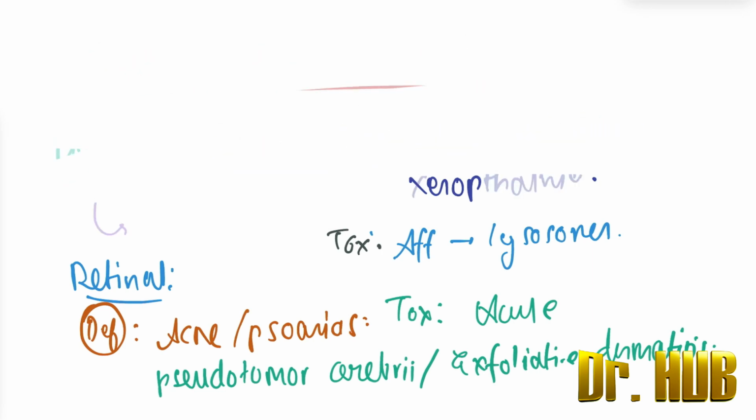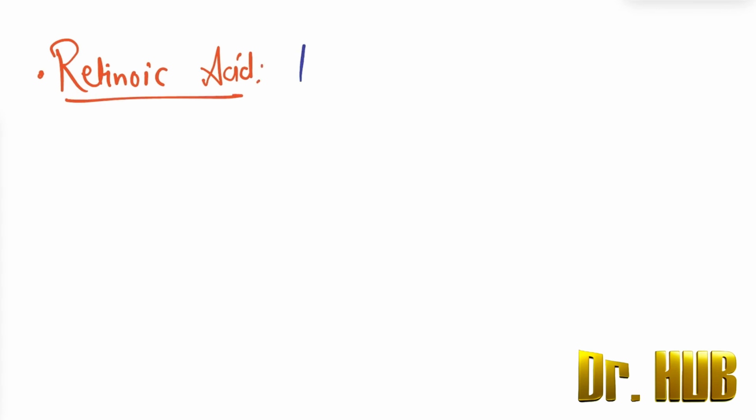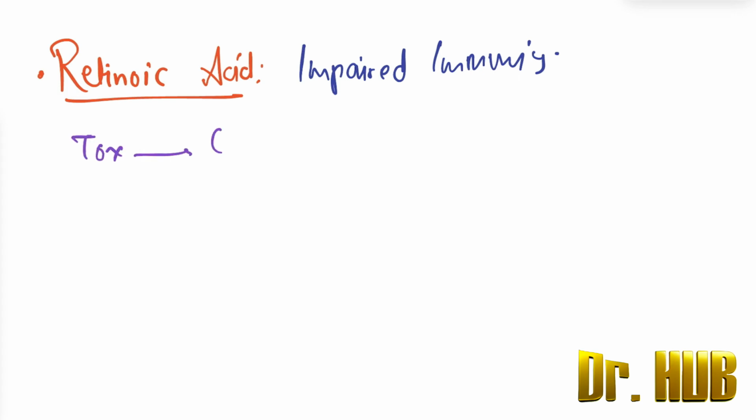Next, we move on to retinoic acid. For retinoic acid, the deficiency causes impaired immunity. And what is the toxicity of this? Toxicity leads to chronic fractures.